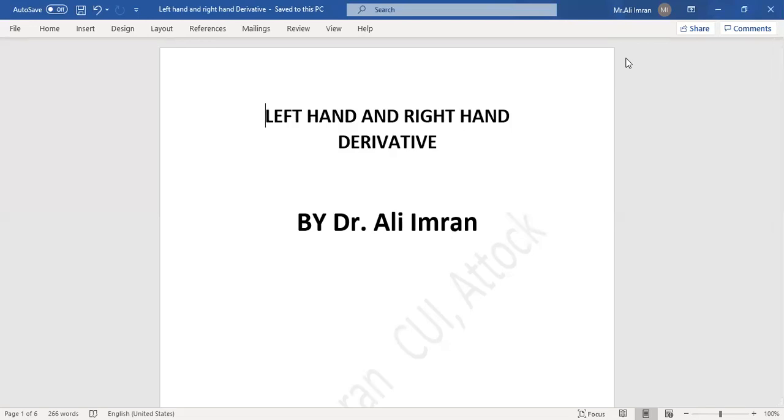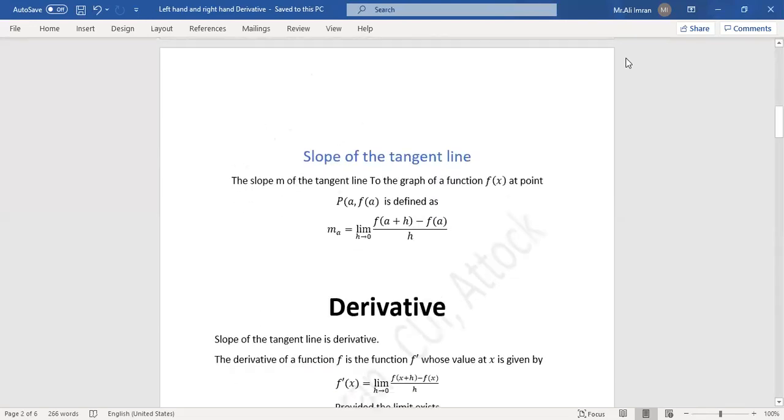In today's lecture, we will learn left hand and right hand derivative limit. So let's start with today's lecture. First, I will give you a preview of the previous lecture. In the previous lecture, we have studied slope of the tangent line.